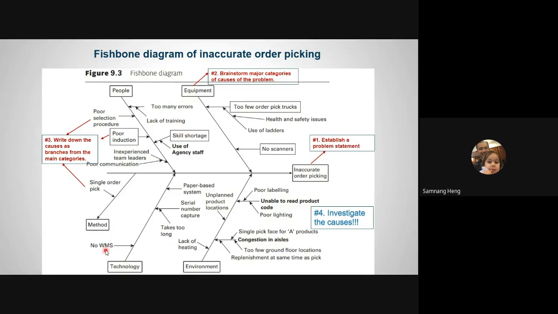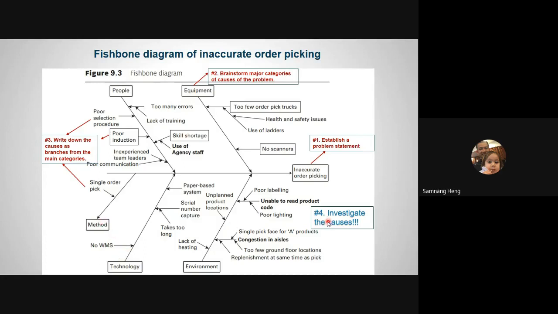Technology: maybe no warehouse management system. They have no system to manage it, and it takes too long. The paper-based system, sometimes it's not always efficient. It's slow. And then you go to method: single order, pick single order. We already learned that it's pick one by one. It's really slow, not efficient. So these things contribute to the major categories of the causes of the problem.